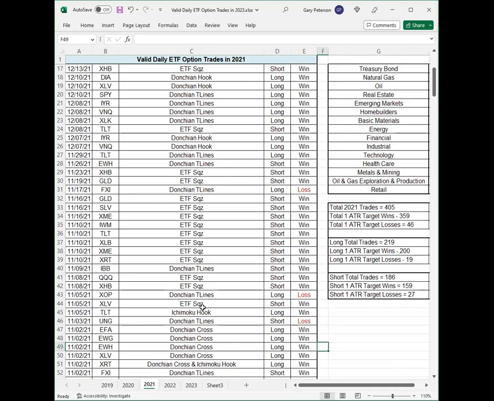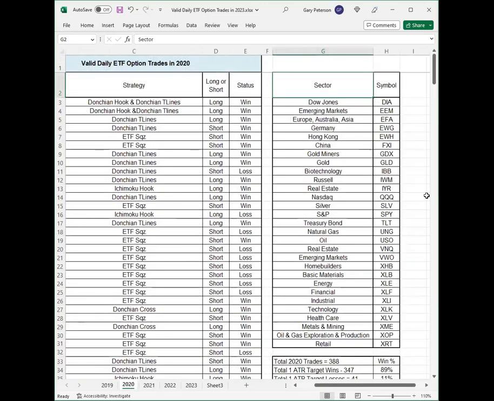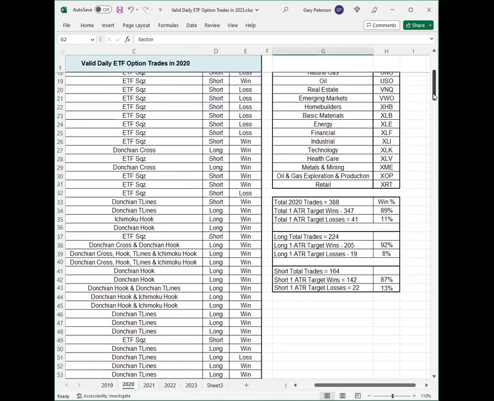Okay, going back to 2020, when everyone was freaking out about COVID and shutdowns, it was one of our best years of trading. Here are the wins on the long side, wins overall, longs and shorts. 2020 was our best single year of trading.